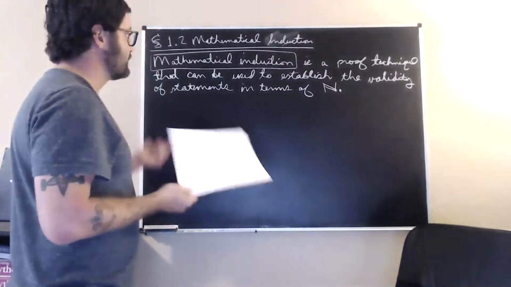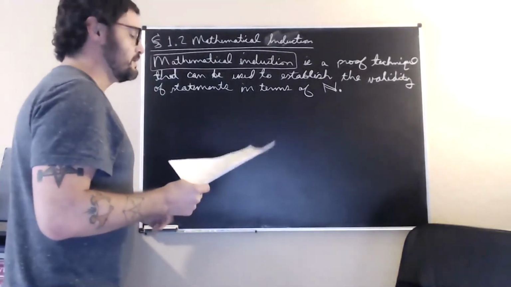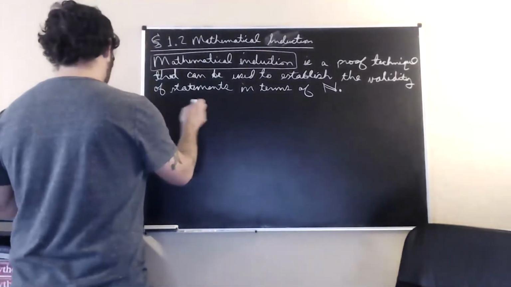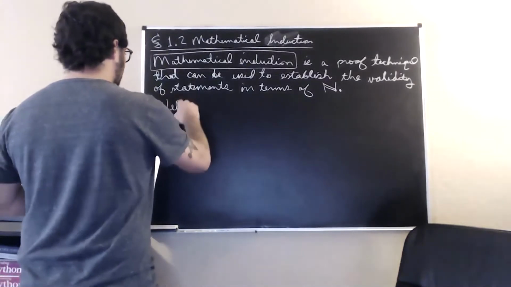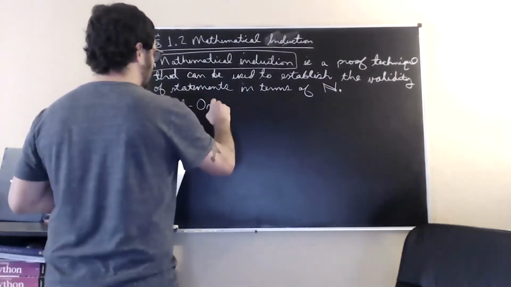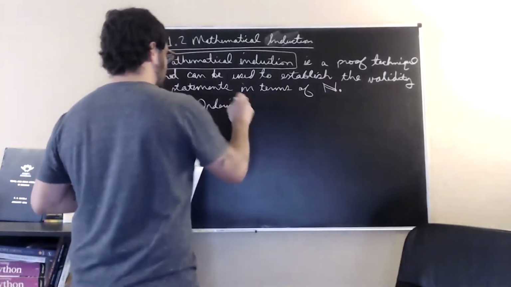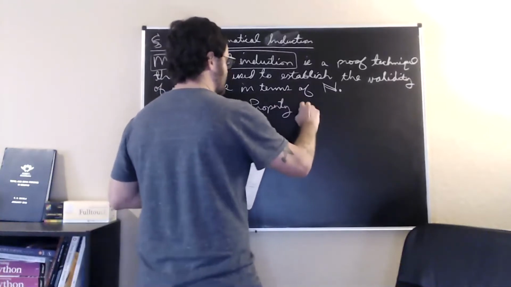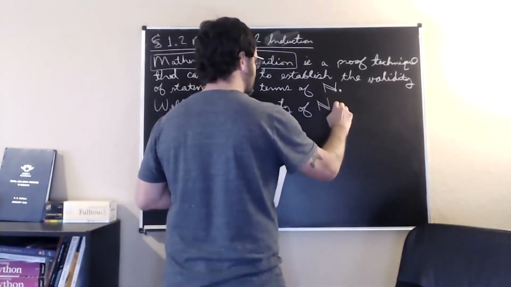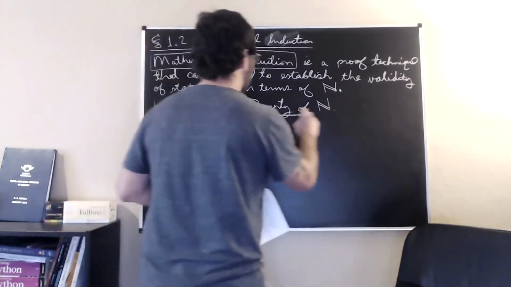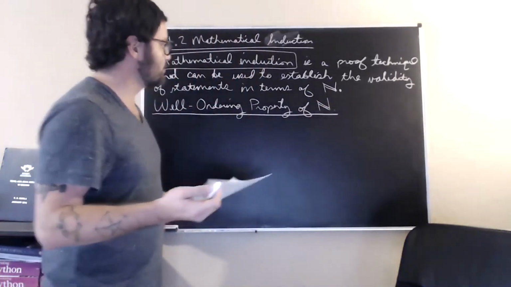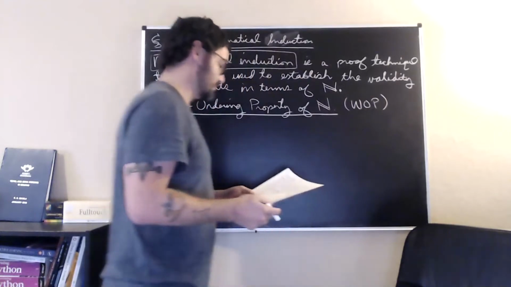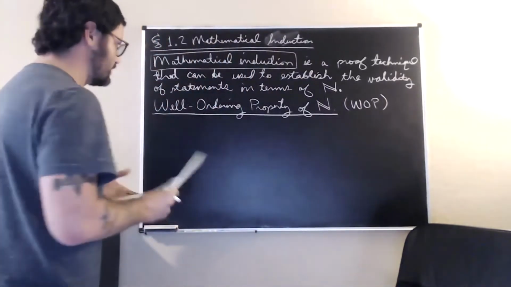Before formally defining what mathematical induction is, we need to recall a fundamental property of the natural numbers first. This property is called the well-ordering property of the naturals. Sometimes people will refer to this as WOP, yes, a nod to Cardi B. So, what does this say?